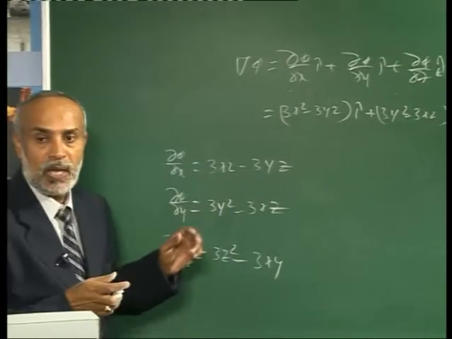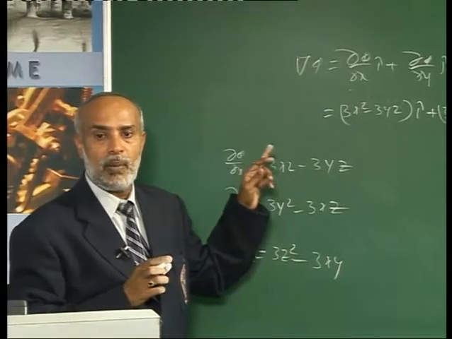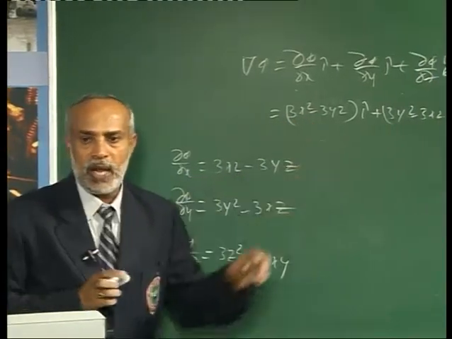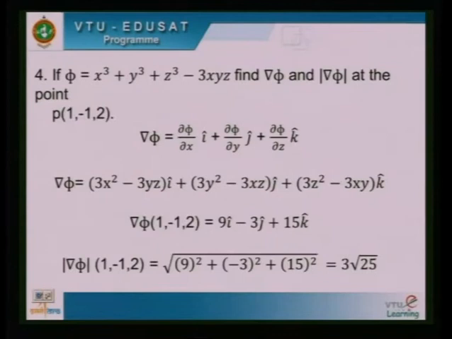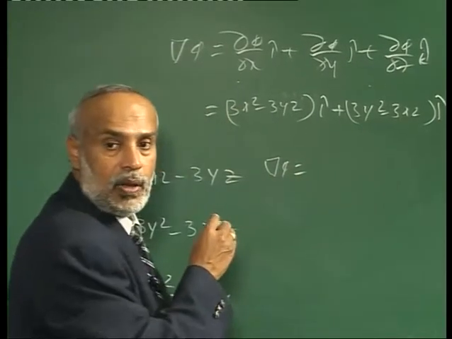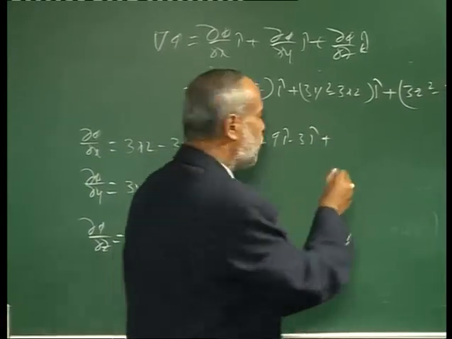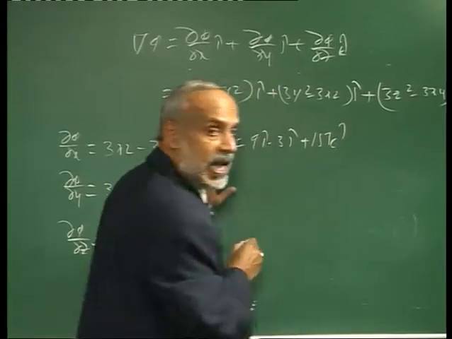See, in the problem they have given the point 1 comma minus 1 comma 2, which means put x is equal to 1, y is equal to minus 1 and z is equal to 2. We get 9 i cap minus 3 j cap plus 15 k cap. So, after getting gradient of phi, you have to find the modulus of gradient of phi. Gradient of phi value is 9 i cap minus 3 j cap plus 15 k cap.